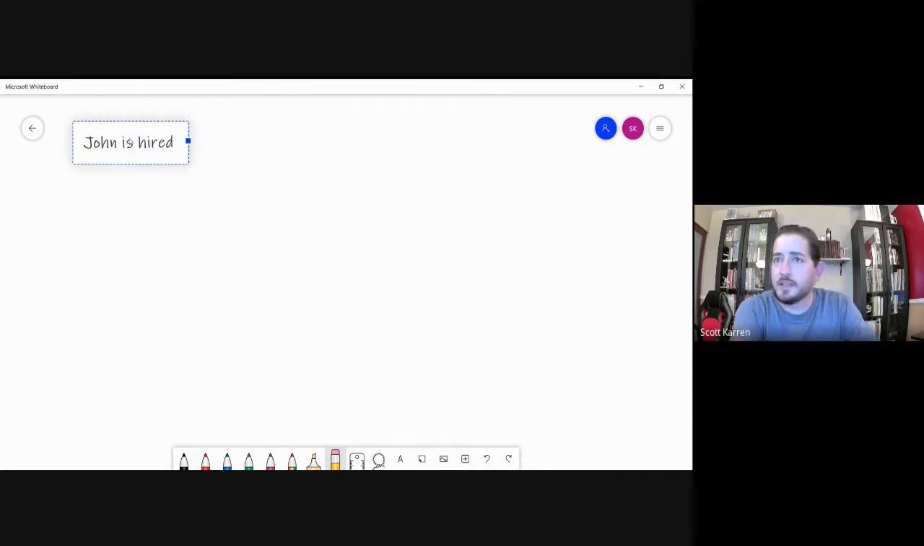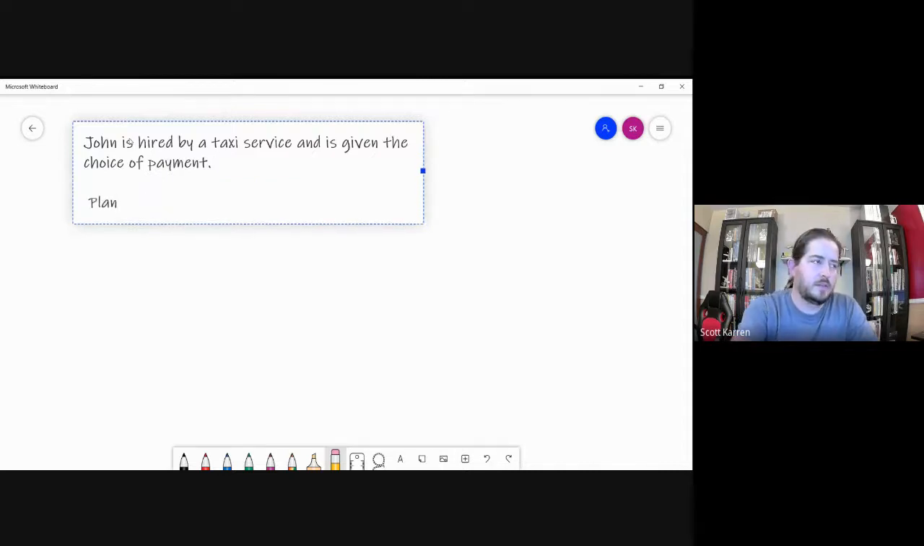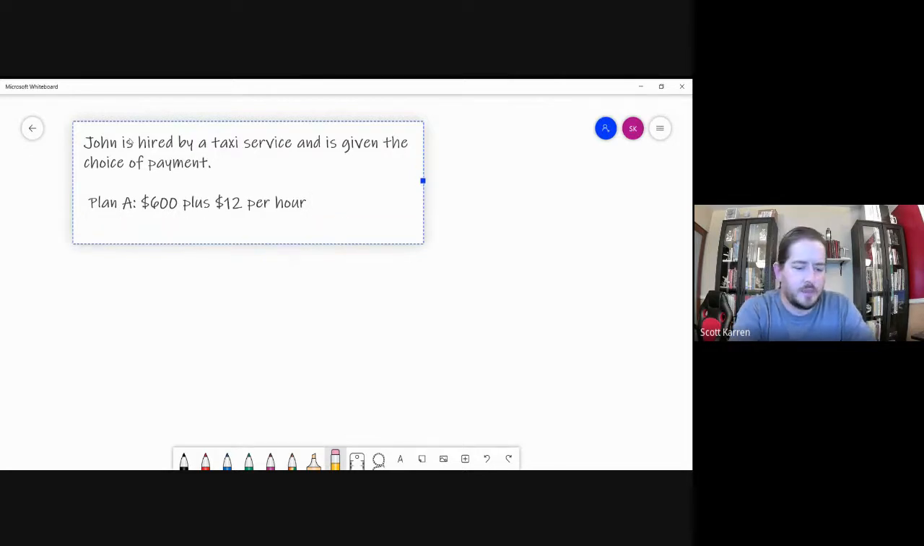So let's look at an example here. John is hired by a taxi service and is given the choice of payment. So there's plan A. Under plan A, he gets $600 plus $12 per hour, for, I don't know, monthly payment or something like that. And then plan B is that he just gets $24 per hour.